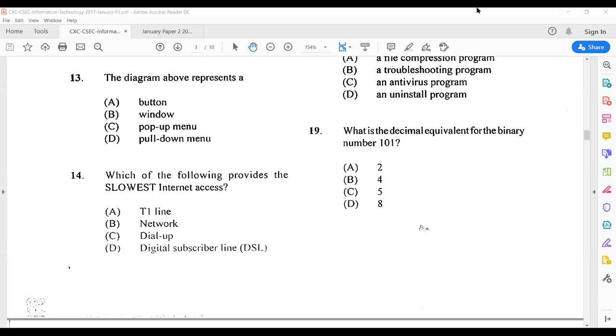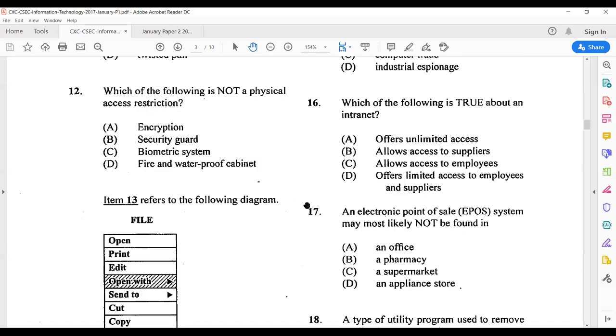Sir. Right. So the answer for this is DSL, or digital subscriber line, right? So it will go dial-up as the slowest. Network, well, in general, a network is not one of these technologies, right? T1 line is next, and DSL, or digital subscriber line, is the fastest of them all, right? So 14 is DSL. Okay. Let's move on to 15.